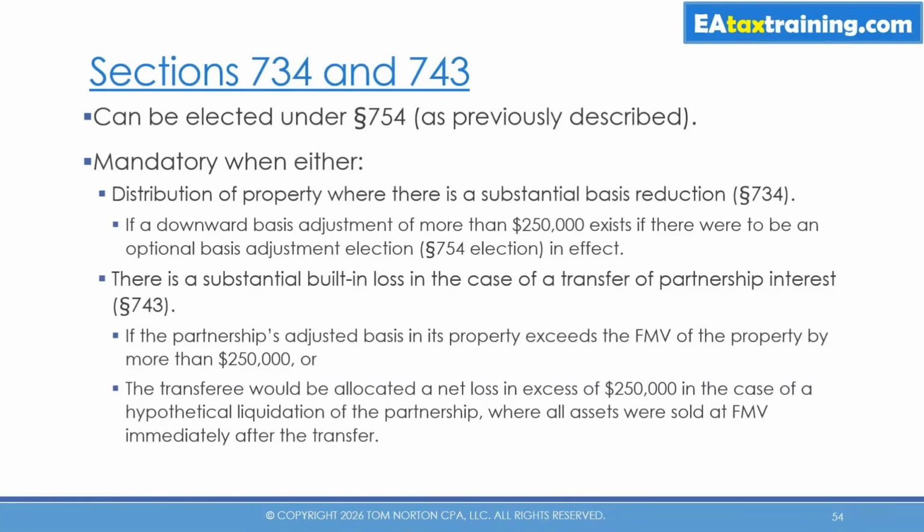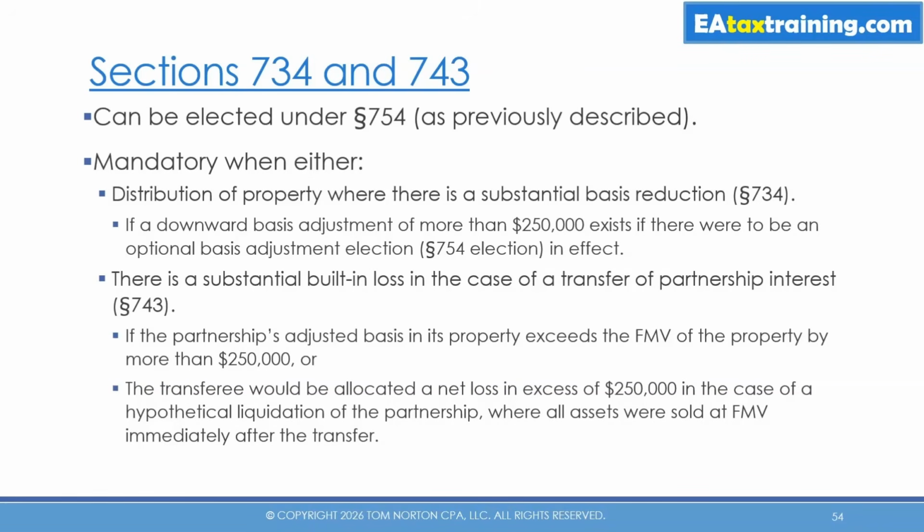As we said, Section 754 is an election. You decide whether or not you want to do that, usually. There are times when it's mandatory. This is going to be when the fair market value of the property is less than the adjusted basis of the property. So if you have a distribution where there is a substantial basis reduction, in other words, instead of appreciated assets, you have assets that are now worth less, and that downward basis adjustment is more than $250,000 when you have a distribution of property, then you have to do this adjustment of basis to the partnership's assets.